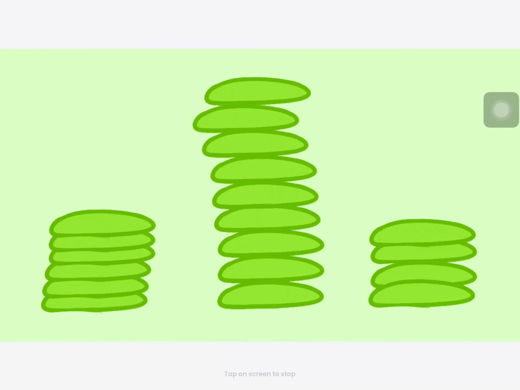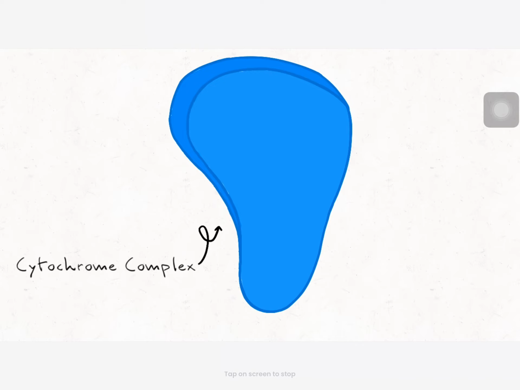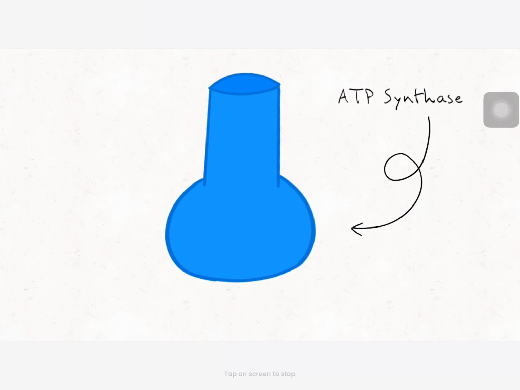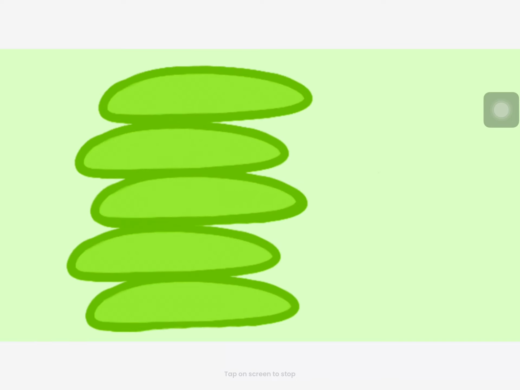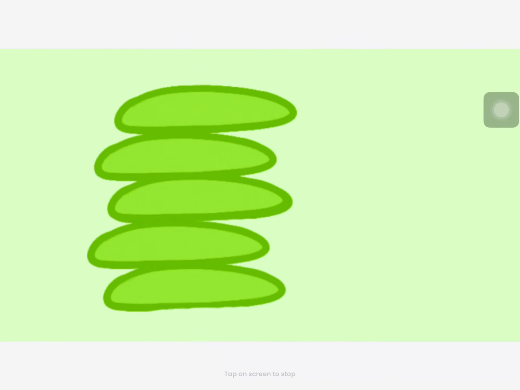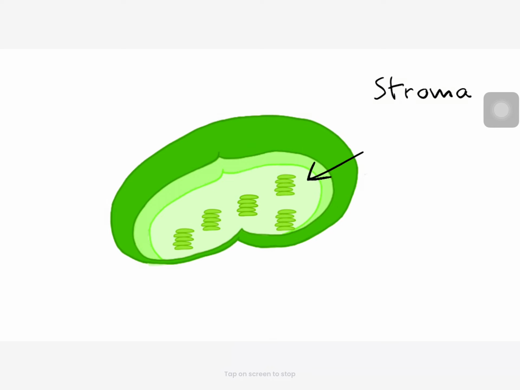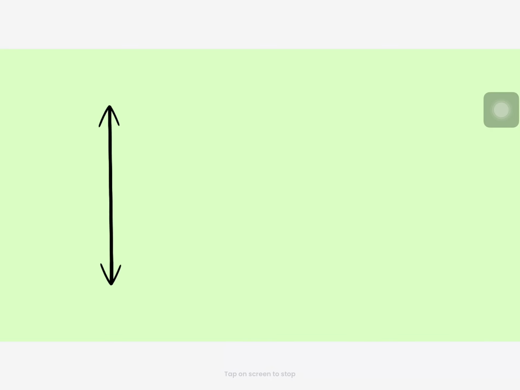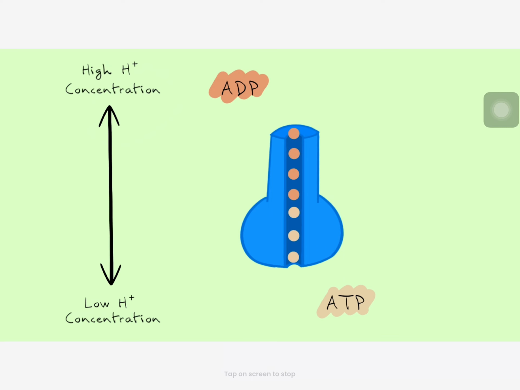Inside the thylakoids, there are both photosystems, cytochrome complex, NADP+ reductase, and ATP synthase. The inside contains a high concentration of hydrogen ions and is called the thylakoid space. On the outside, there is the stroma, which has a low concentration of hydrogen ions. The difference in concentration of ions is what allows ATP synthase to produce ATP from ADP.